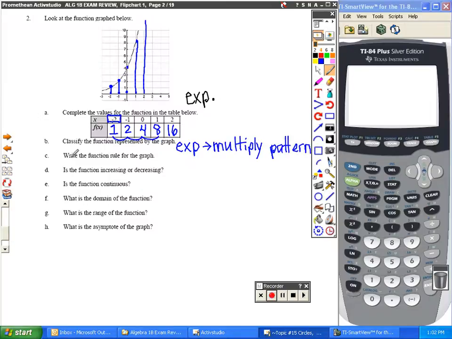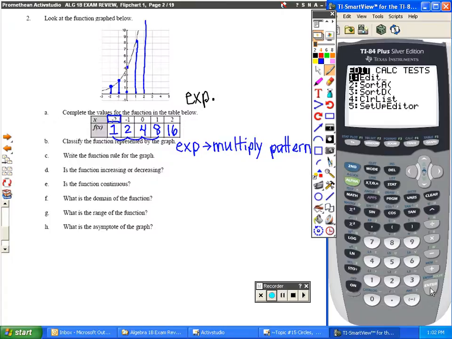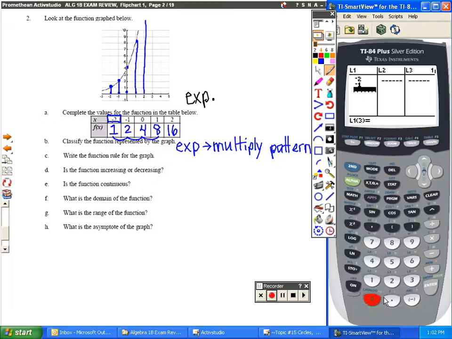The second, write the function rule for this graph. You have 2 choices here. You can either do this by hand or you can use your calculator. I think I'll probably show you in the calculator. So here's how you type it in. Stat, enter. Then you'd put in your points: -2, -1, 0, 1, 2. And then put in your y values.